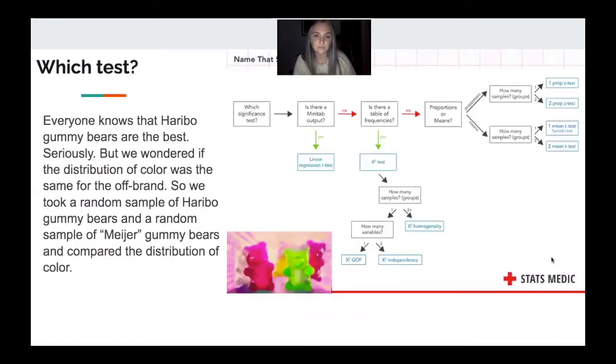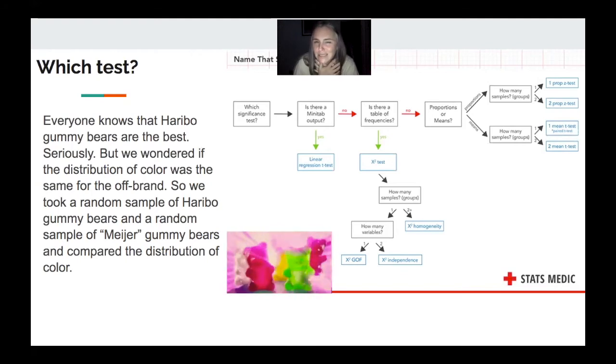Okay. All right, gummy bears. Everyone knows that Haribo gummy bears are the best. Seriously, they're so good. I might have a thing for candy. But what we wondered is if the distribution of color was the same for off-brand. So we took a random sample of Haribo gummy bears and a random sample of another brand of gummy bears, and compared the distribution of colors.